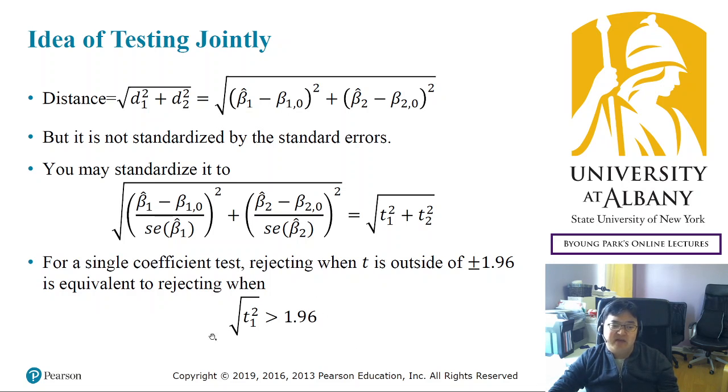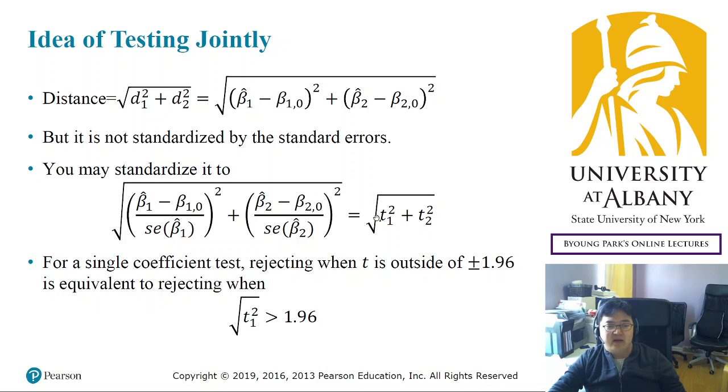So extending the same idea, you may interpret this as the distance. We are going to reject the joint hypothesis if this distance is greater than something. Something may be different from 1.96, but conceptually, that is the straightforward extension from the one-dimensional procedure. So the one-dimensional method was based on the distance, and then the distance can be extended to two dimensions. It is not a big problem.